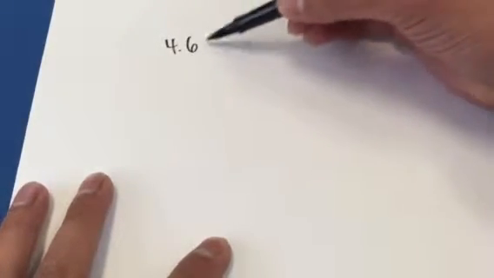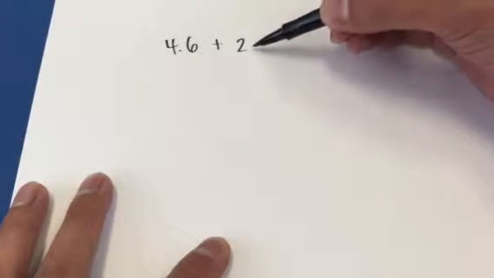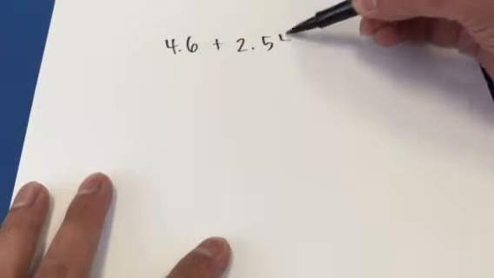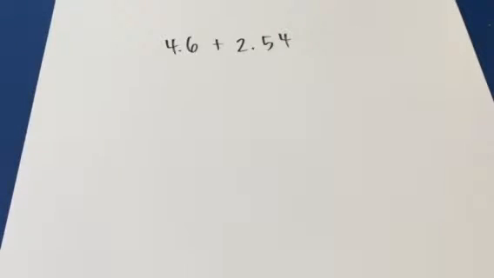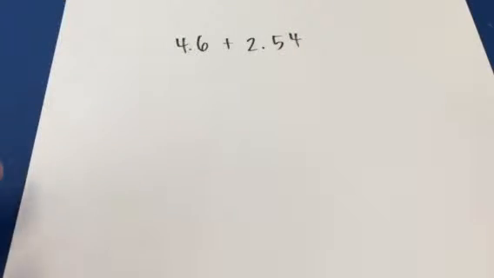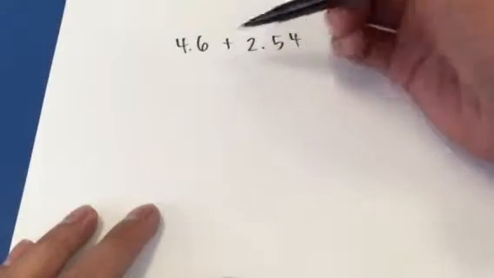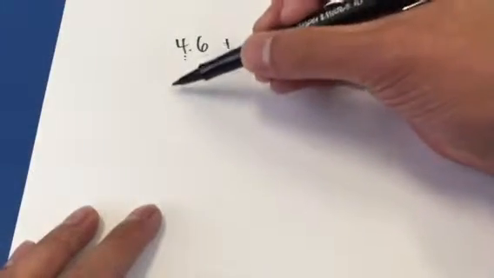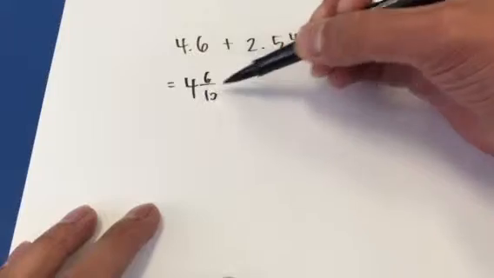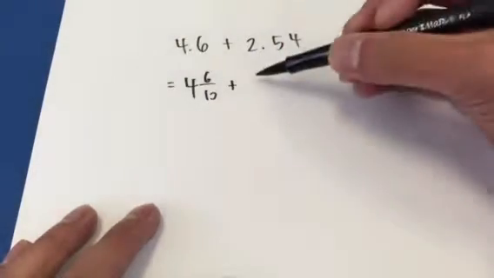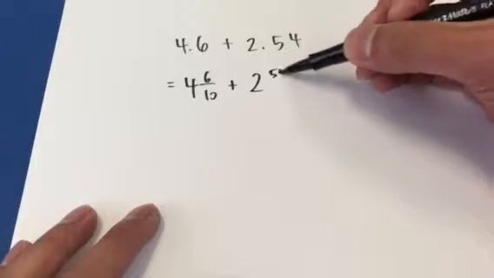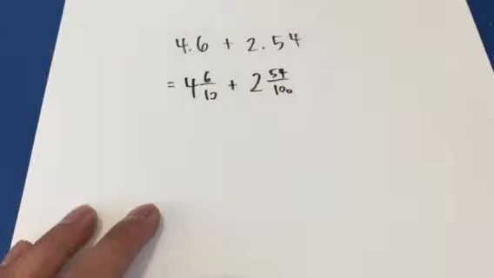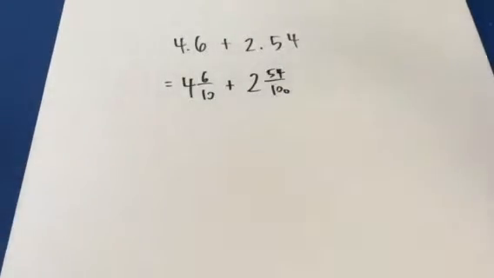Let's say that I have 4.6 plus 2.54. Okay, so converting to fractions is just that. I'm going to turn both of these decimals into mixed numbers because decimals and mixed numbers are interchangeable. So I have 4.6, which as a mixed number would be 4 6/10, and 2.54, which as a mixed number is 2 54/100. So I'm just going to add these.